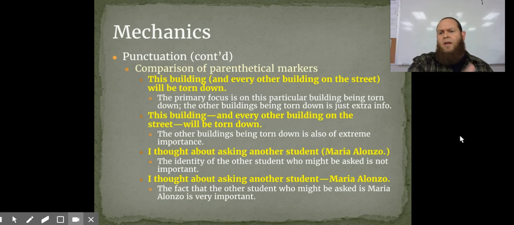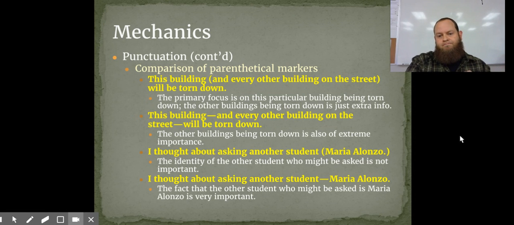Okay. So some examples here of parenthetical markers. This building, and then in parentheses, every other building on the street, in parentheses, will be torn down. Okay, so the focus there is obviously on that particular building being torn down. All the other buildings that are being torn down, it's not even worth mentioning, hardly worth mentioning, right? Now we replace the parentheses with em dashes. This building and every other building on the street will be torn down. So these other buildings being torn down, that is of supreme importance, right?